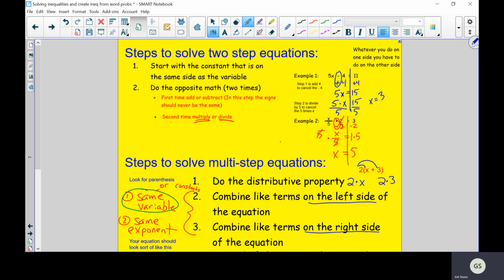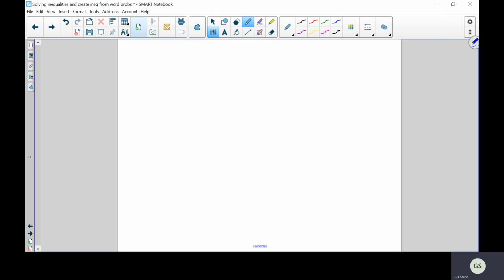Let's add a page then, I guess. So if you are completely clueless, can't even do a 2-step equation, here's what you need to do. In the 2-step equation, you need to circle the term with the variable.